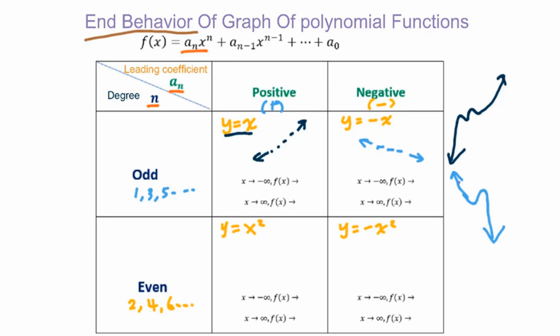When the degree is even and the leading coefficient is positive, we use y equals x squared. For y equals x squared, we know the graph is like this. Still, we put a dot between these two arrows. Maybe the real graph is like this one.